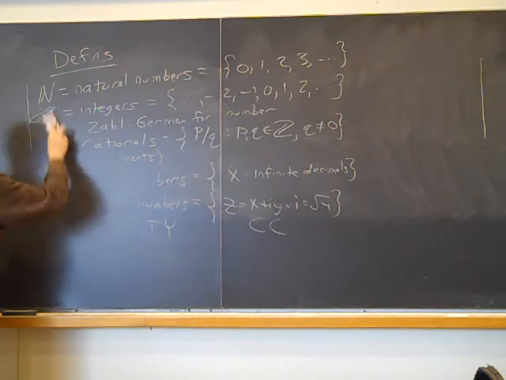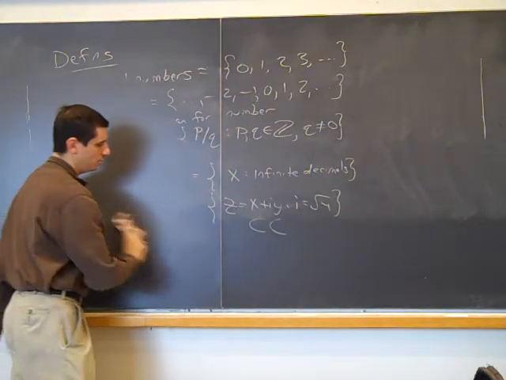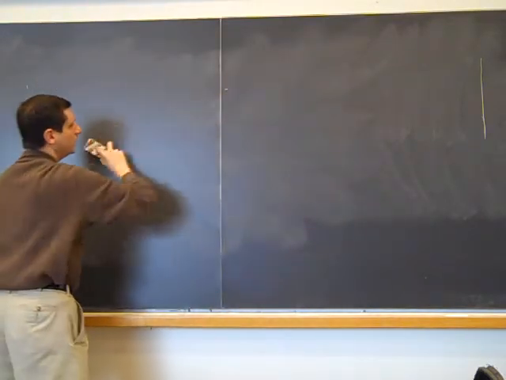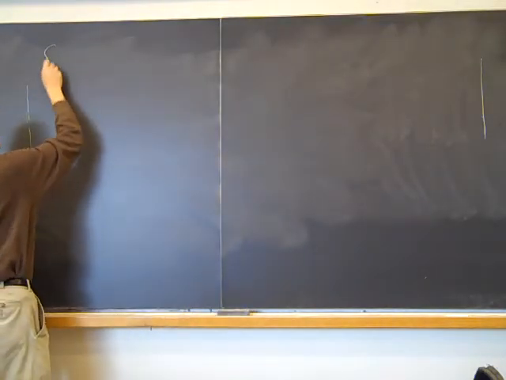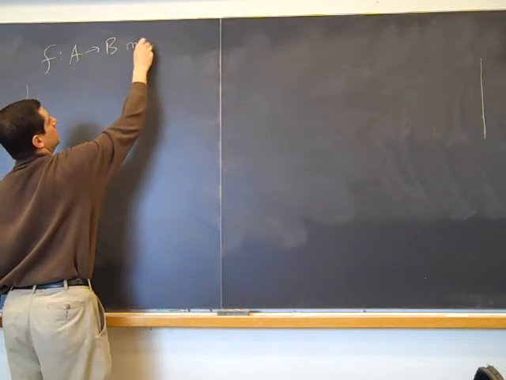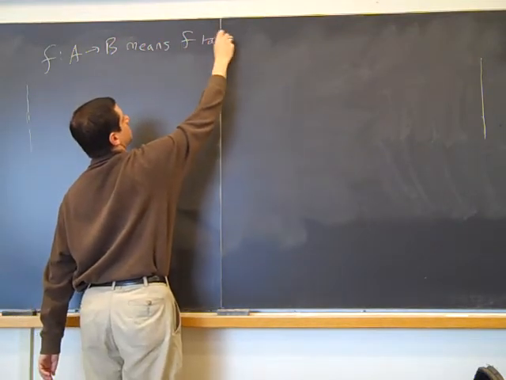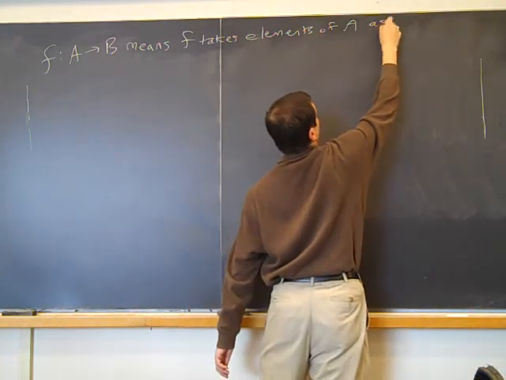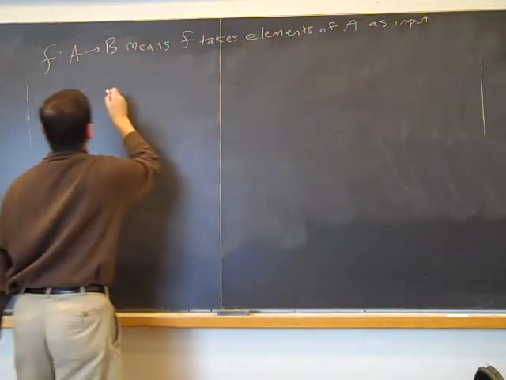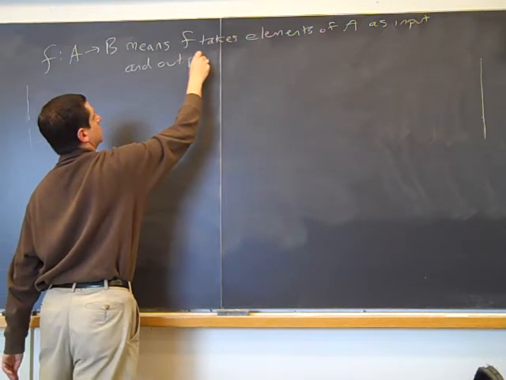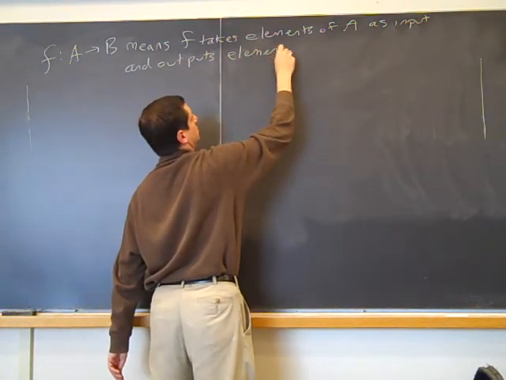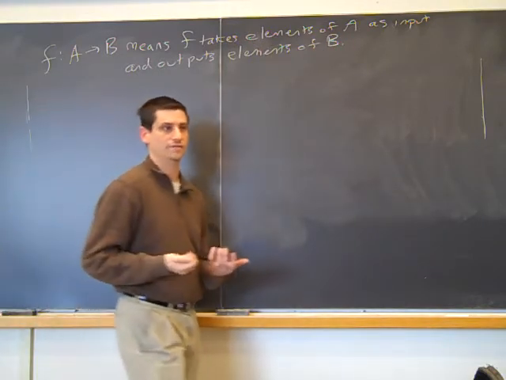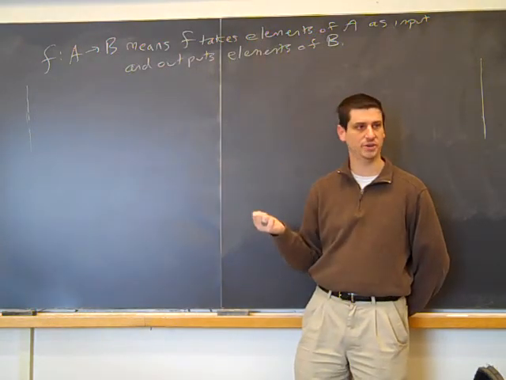Okay? So again, this is pretty good notation here. What I want to do now is talk a little bit about vectors, and some notation for vectors. Before I can do vectors, I need a little bit more. So we say f from A to B means f takes elements of A as input and outputs elements of B. Okay? So when I'm describing functions, I need to know where they live. Where's the input coming from? Where's the output coming from?